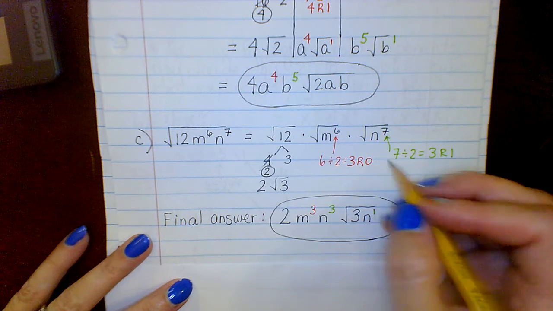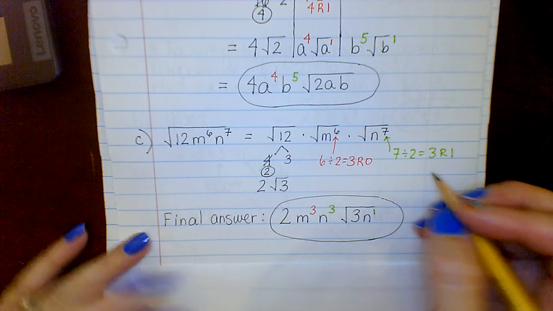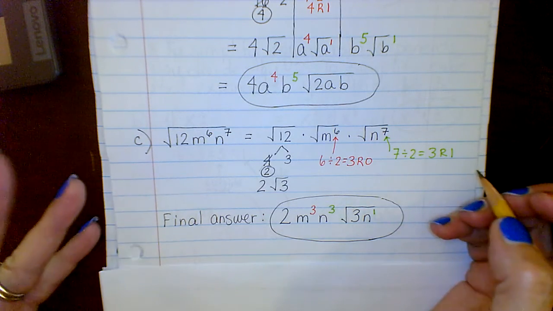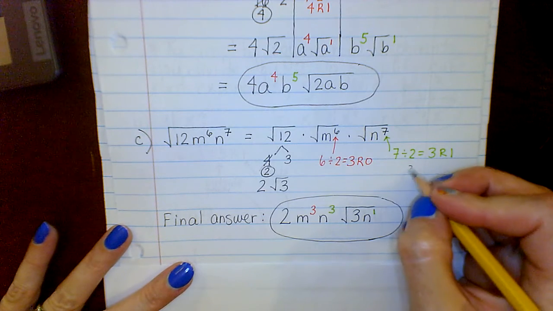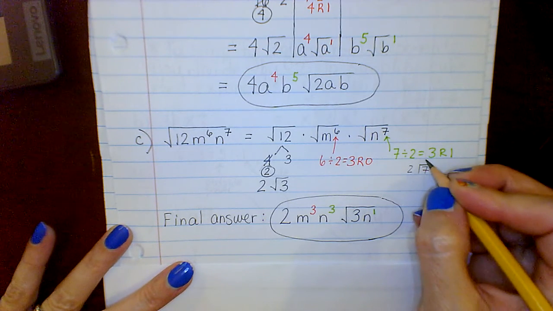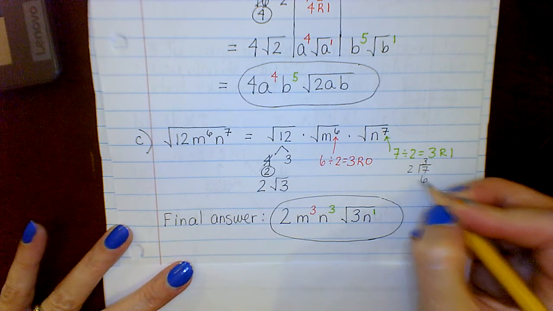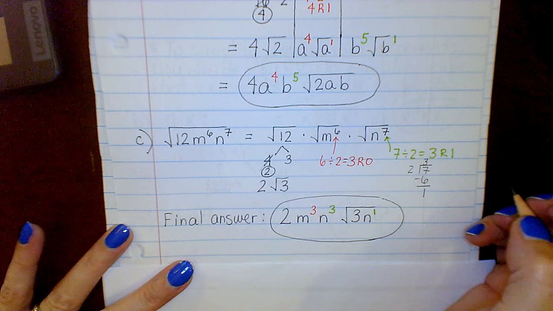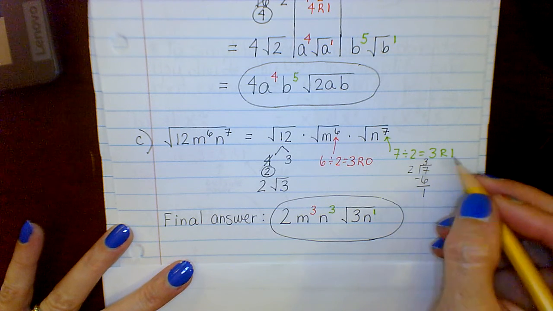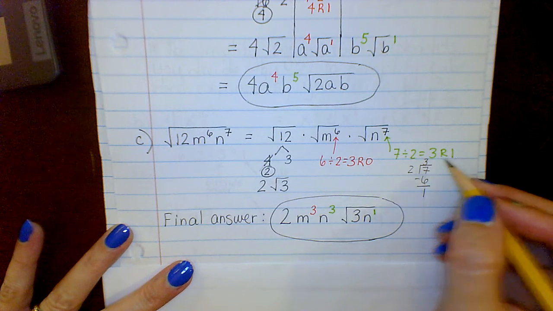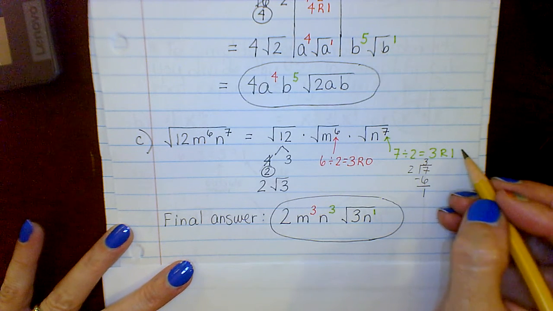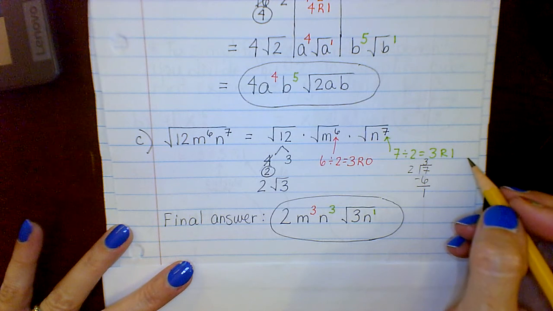Now, in case you're wondering how she keeps getting this 3 remainder 1, 3 remainder 0, this is just long division, okay? 2 goes into 7 3 times. 3 times 2 is 6. You subtract, you get a remainder of 1. There's nothing complex happening here, okay? So I don't want you to assume that there's something really complicated going on, all right?